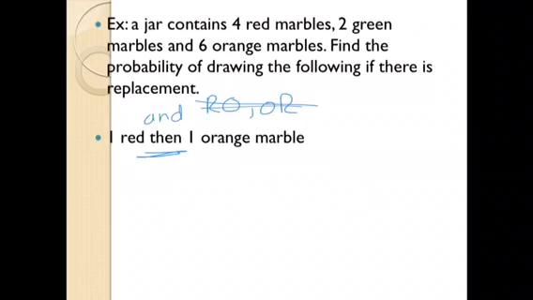Okay, so the chance that we get 1 red is 4 out of 12. The chance the second one is orange is 6 out of 12. When we multiply that together, we get our combined probability of 24 out of 144.